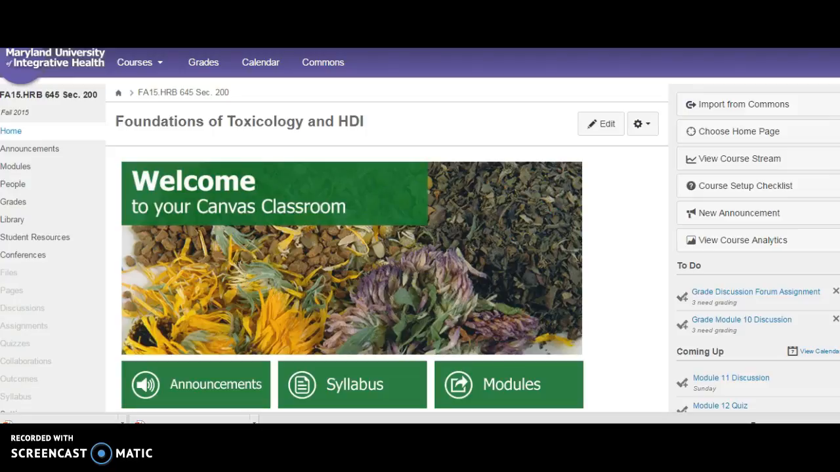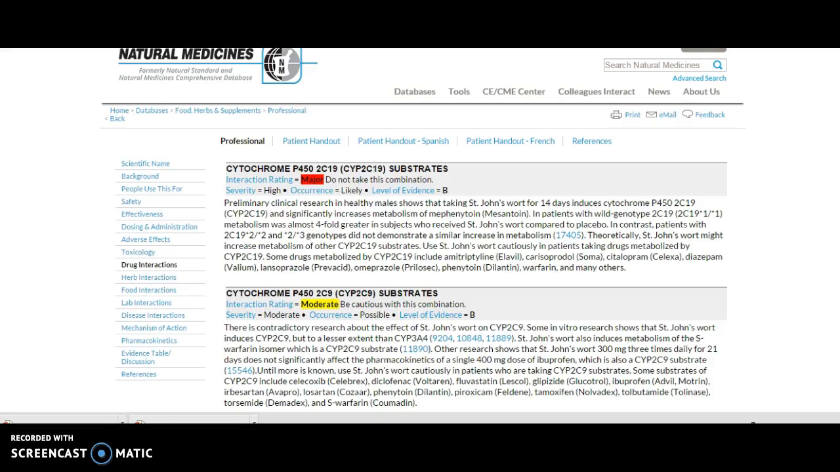Today we're going to be discussing two herbs, St. John's wort, or Hypericum perforatum, and Schizandra, or Schizandra chinensis. And even though St. John's wort is not a Chinese herb, we did include it in this course because it's one of the herbs that is most studied for its herb-drug interactions, and it's one of the herbs with the most predominant herb-drug interactions.